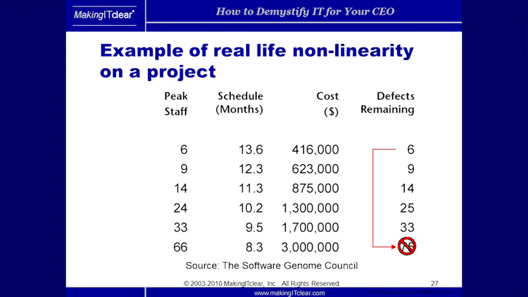This is a specific set of data from an IT project. This was gathered by the Software Genome Council, and the way to read this is the IT group initially came up with an estimate that's on the top line that would take 6 people, 13.6 months, and $416,000 to do this project. Now, management trusted IT. That wasn't the problem. This wasn't a trust issue. The problem was that 13.6 months.